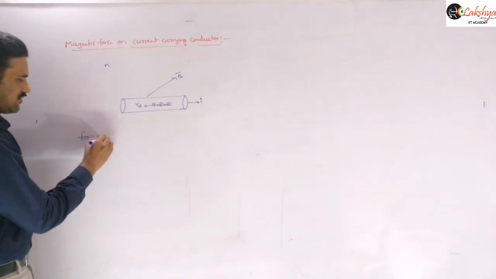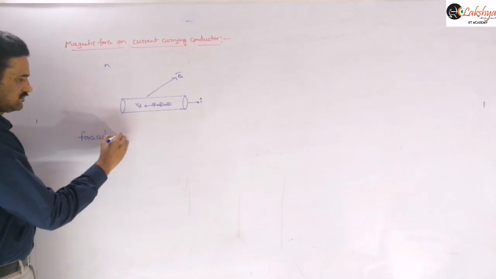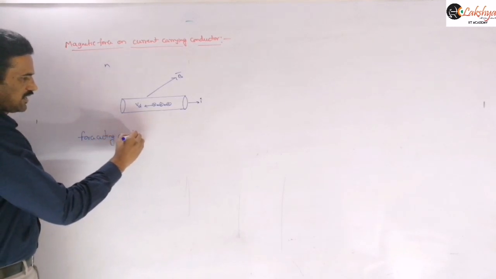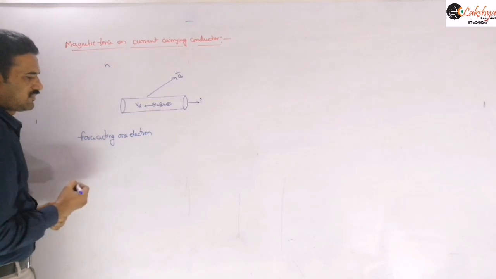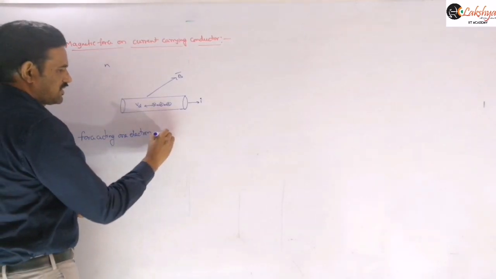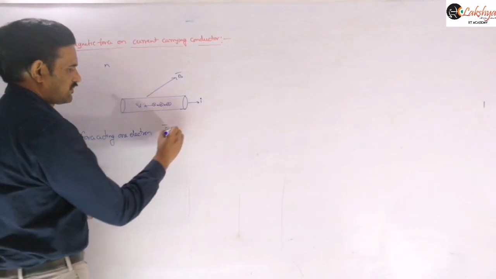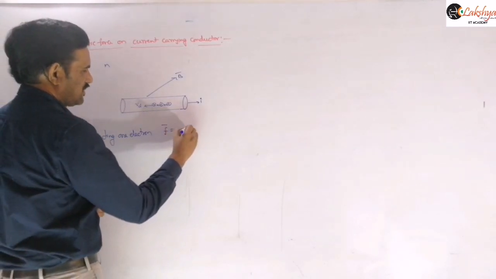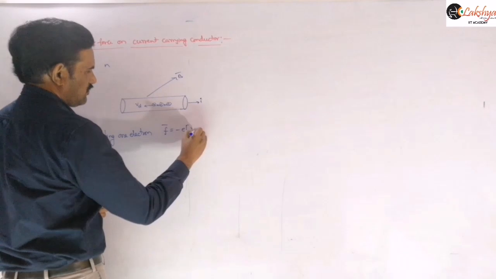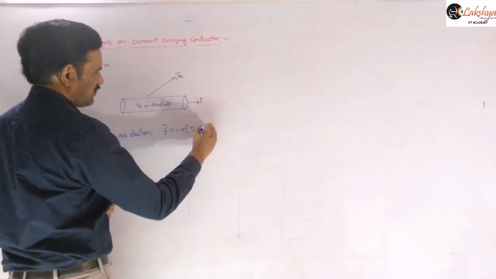First I am writing the force acting on one electron. Let me take it as F bar. The force acting on one electron is minus e into Vd bar cross B bar, which we need to consider.